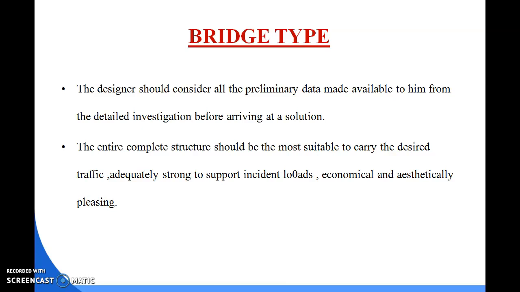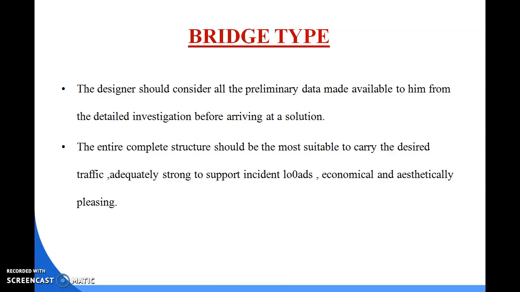And navigation requirement. In navigation requirement, some kind of navigation will exist on almost all major rivers, and we investigate the size, density, and volume of the traffic of vessels and boats, so that they can safely cross the river without any nuisance to both the vessels and the bridge.